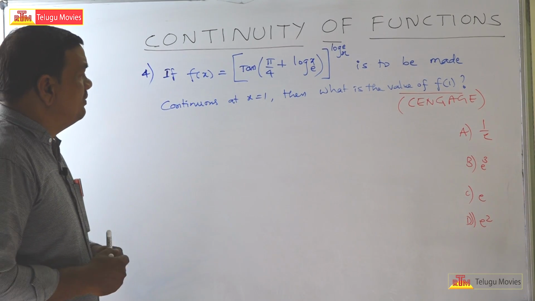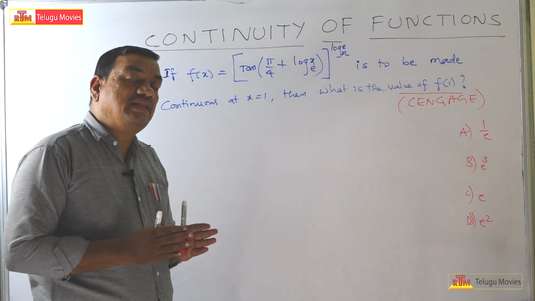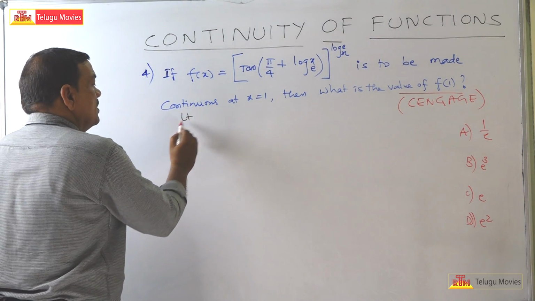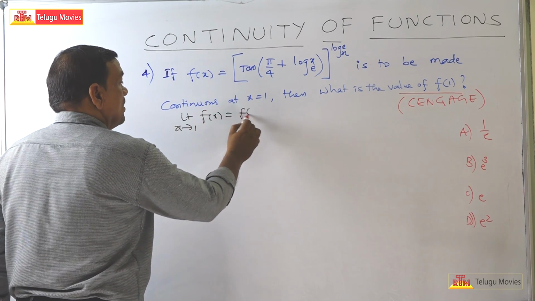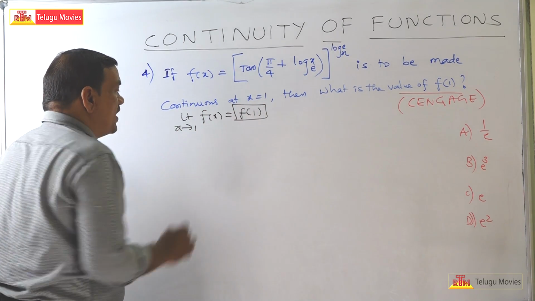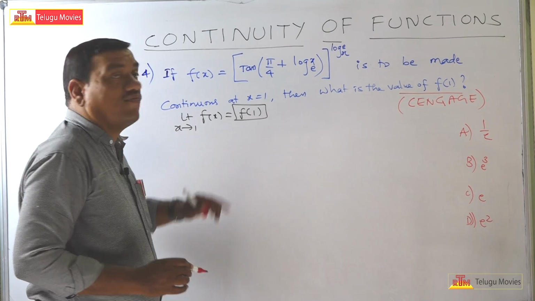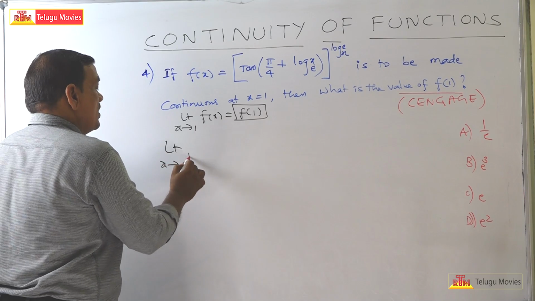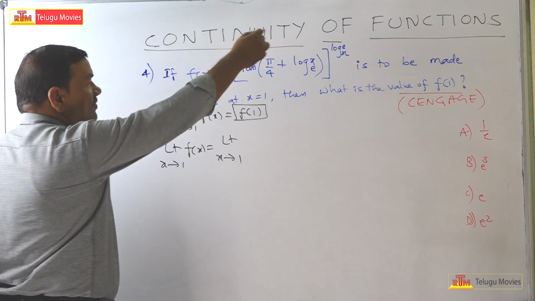Now that means it is made continuous at x is equal to 1. So it is continuous at x is equal to 1. Therefore, we have limit x tends to 1 f of x is equal to f of 1. If we want to find f of 1, we have to find limit x tends to 1 f of x. What is the f of x function?